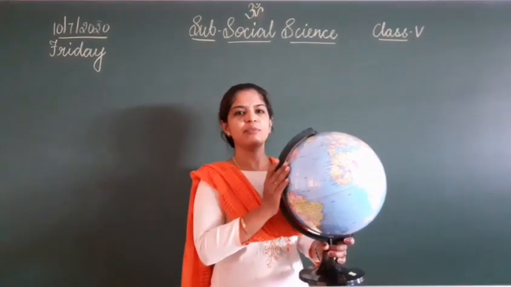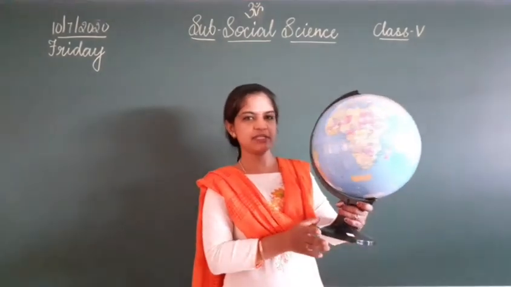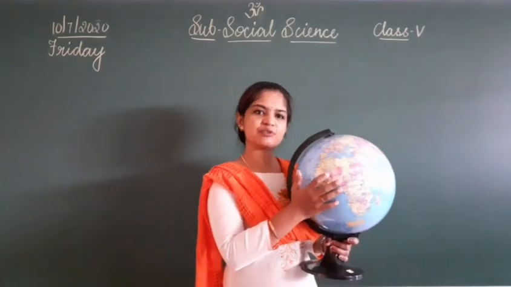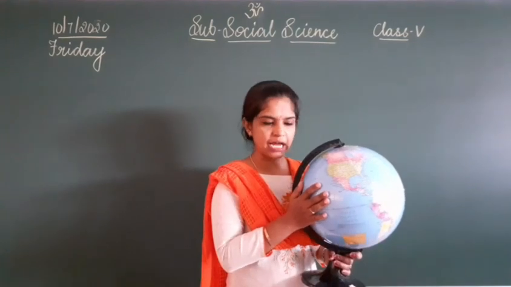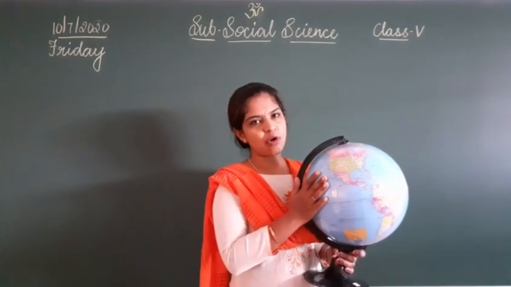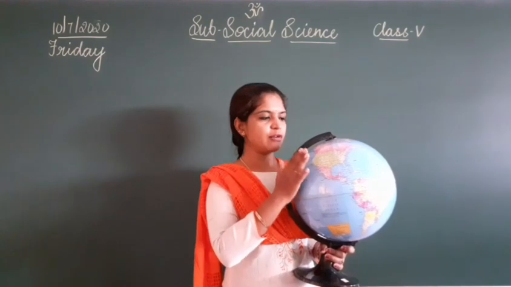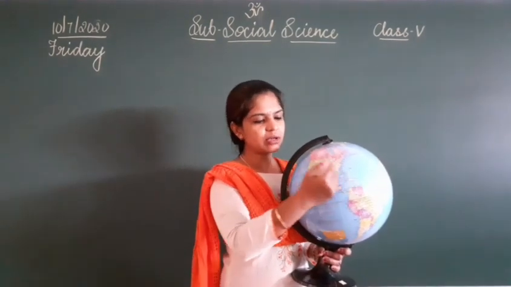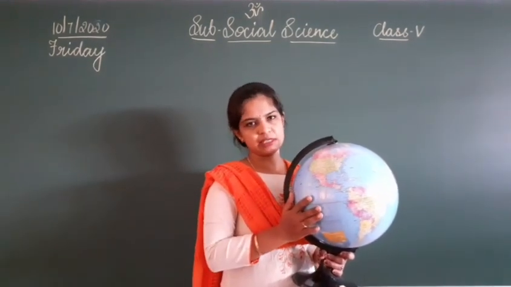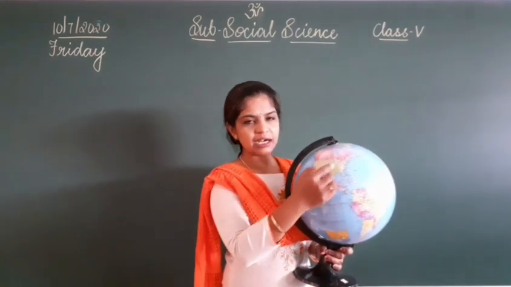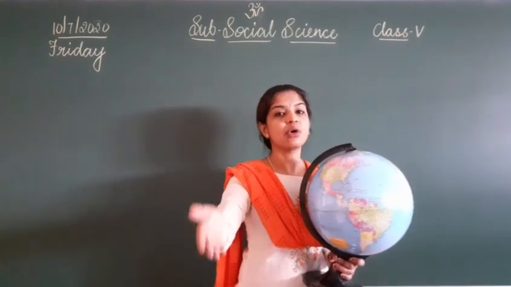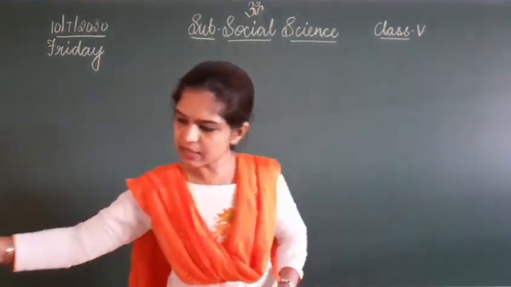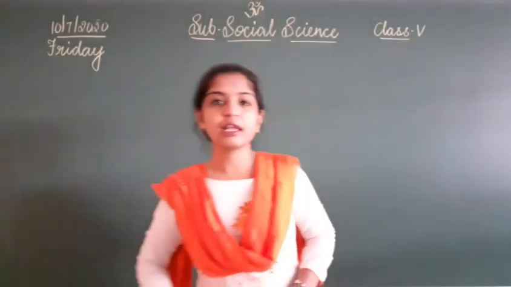Here I have the globe with me. Can you make out which color is prominent on it? Yes, blue is the color which is prominent on it, and that indicates it is water. We came to know that from the globe we can make out the land and the water bodies. We can understand the positioning of the continents and the countries, right? Let us go ahead today in understanding latitudes and longitudes.